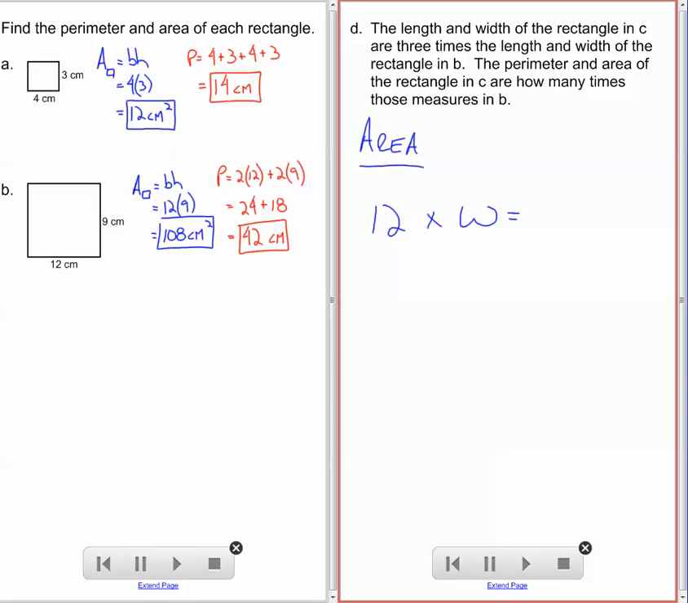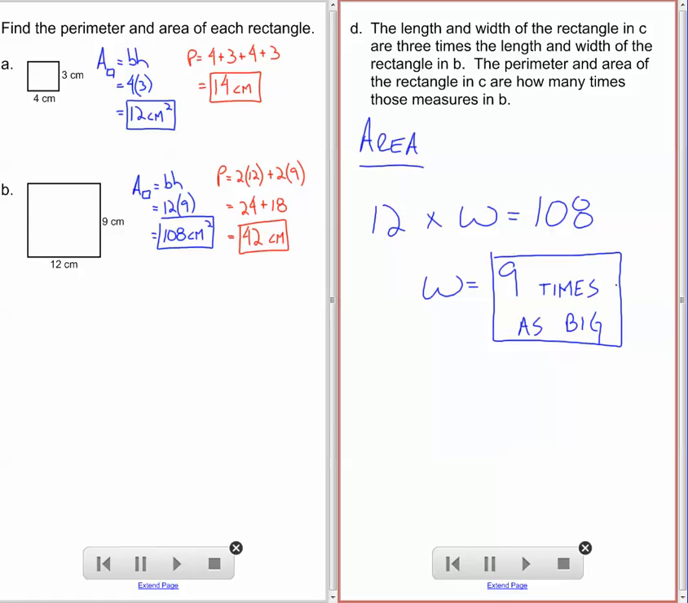12 is the area of the small rectangle, and 108 is the area of the big rectangle. 12 times what number is 108? You can do that by doing 108 divided by 12, and you'll see that that is 9. Meaning this rectangle's area is 9 times as big as the smaller one. So the length and width both increased by 3 times as much, but the area increases by 9 times as much. Interesting. Okay, now perimeter.